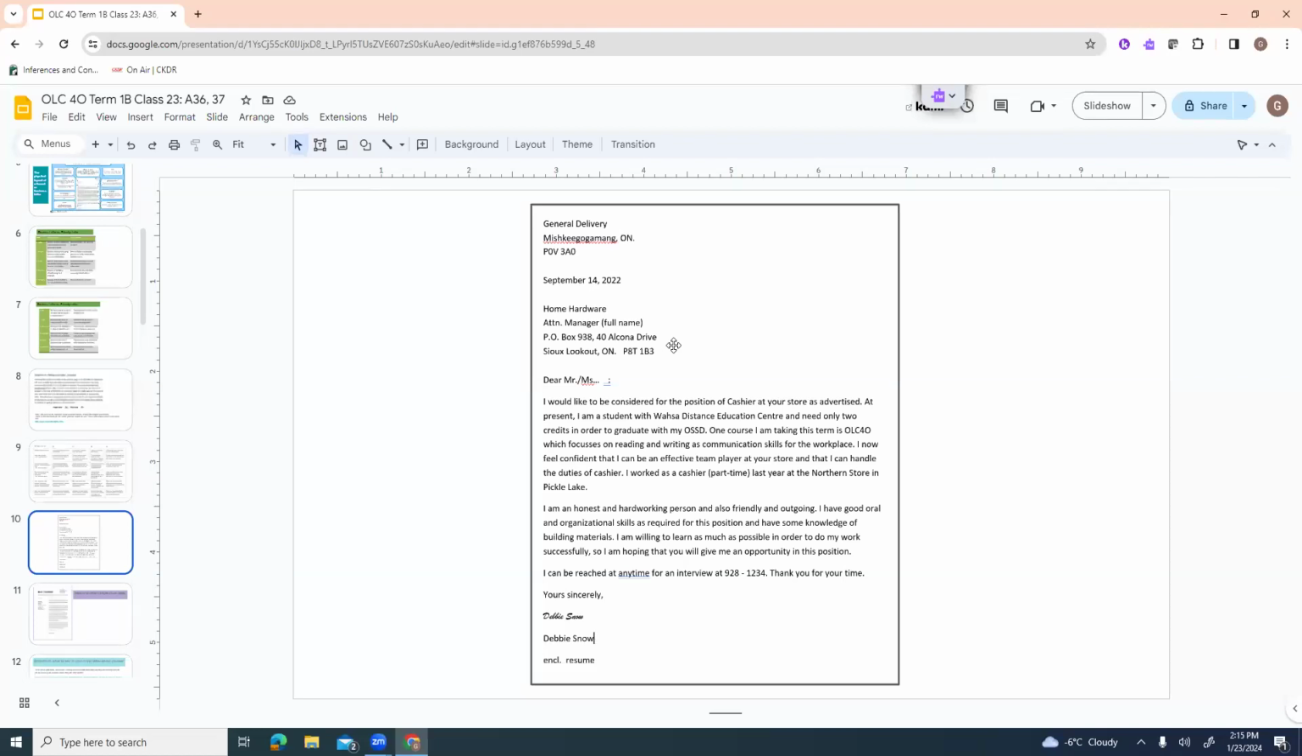Then they are addressing this to the Home Hardware. Attention the manager. If you know the manager's name, write it there. If you didn't, like I said, I would call the company and just ask. They're not going to mind giving it to you. It's not like it's a secret or anything. Then, dear Mr. or Mrs., and usually their last name.